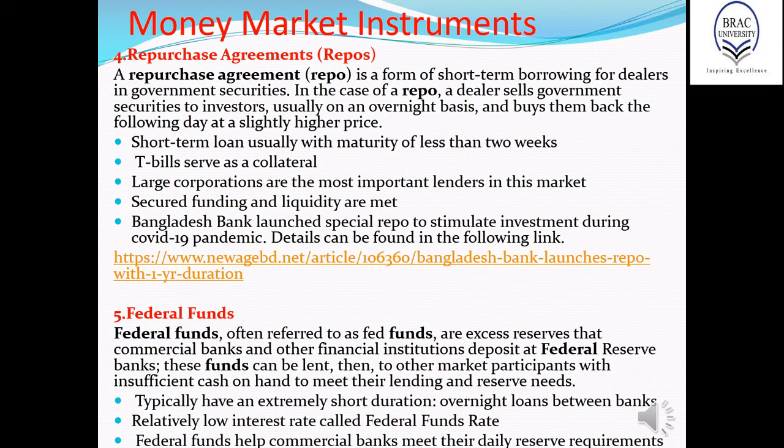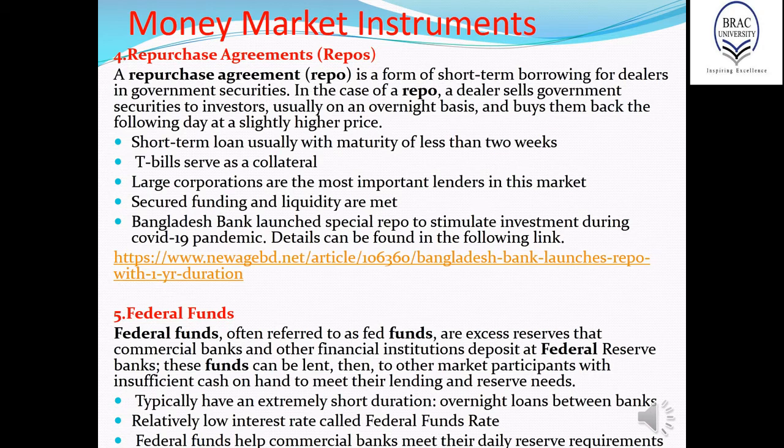For example, if today Unilever holds 1 crore taka worth of government bond, it can then, with the help of its dealer, sell those government securities to its investors. And after issuing those securities, Unilever agrees to buy those securities back at a future date but at a slightly higher price. Thus, the repos are short-term loans which usually have a maturity of less than 2 weeks. And here, the T-bills serve as a collateral.